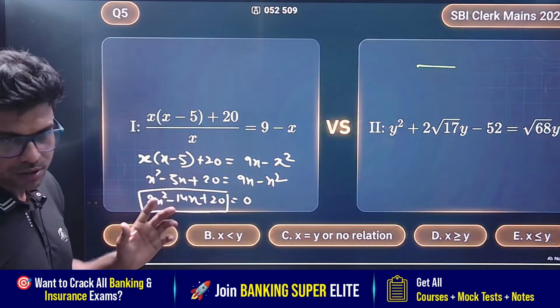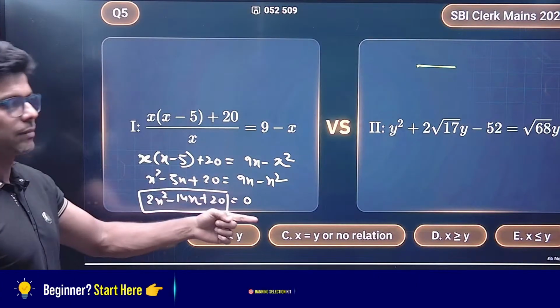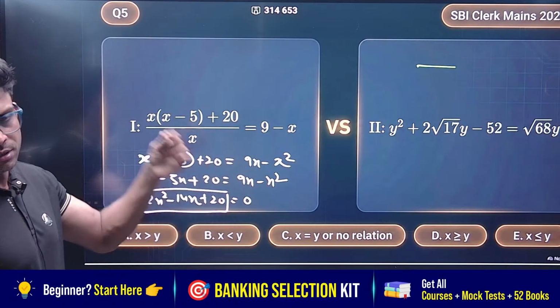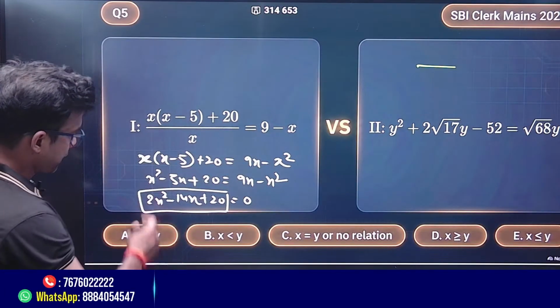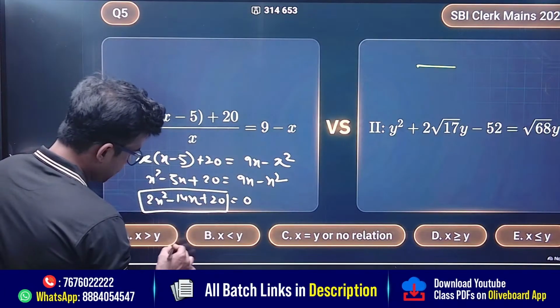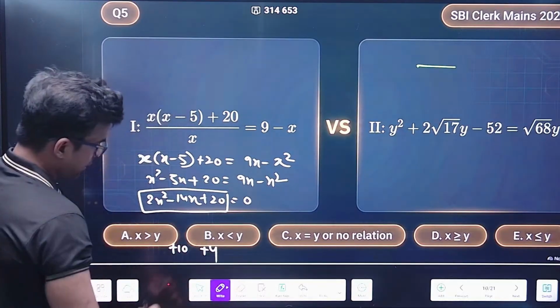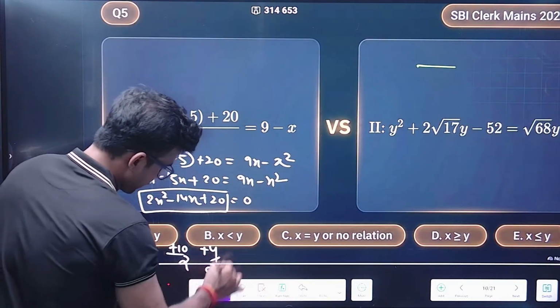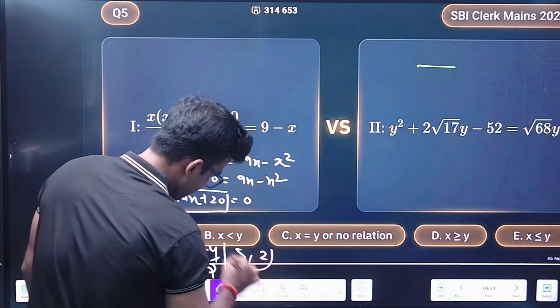Now, this is 20 into 2, 40. 40 is becoming like how much? 14. So 10 and 4. Okay, 10 and 4. So I would say plus 10 and plus 4 divided by 2, and this is also divided by 2. The actual roots would be 5 and 2. Correct?